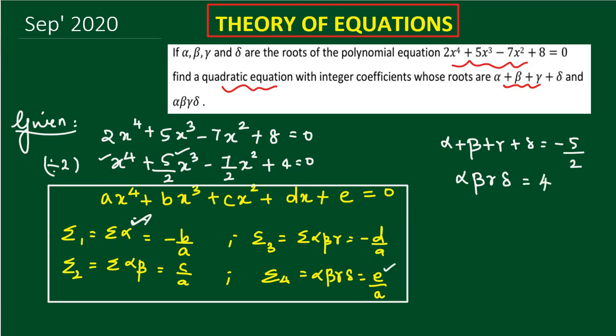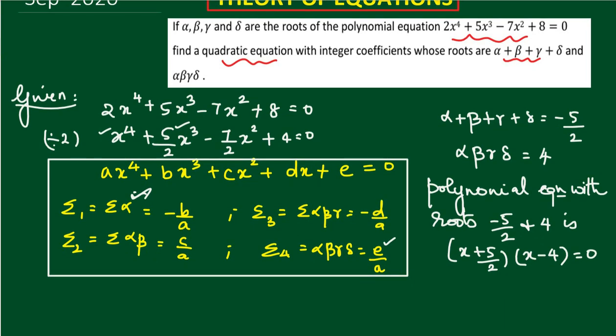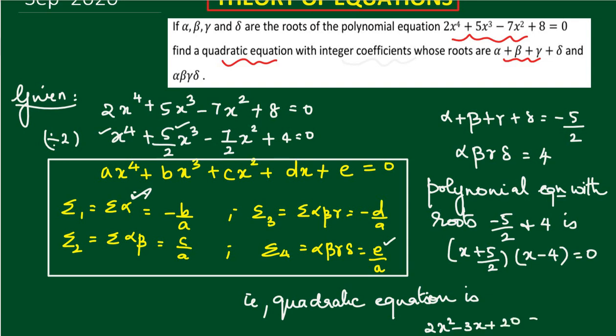Now we want the quadratic polynomial equation with roots minus 5 by 2 and 4, which is given by x minus of minus 5 by 2, that is x plus 5 by 2, into x minus 4 is equal to 0, which gives us 2x squared, and hence from the question we can write the equation with integer coefficients whose roots are these, that is the quadratic equation is 2x squared minus 3x plus 20 is equal to 0.